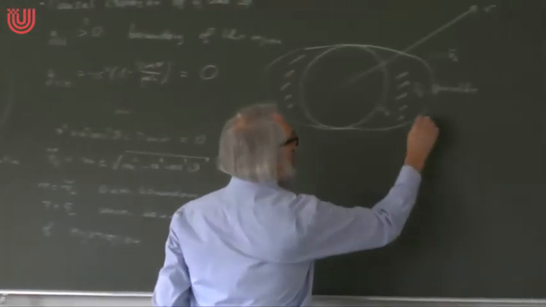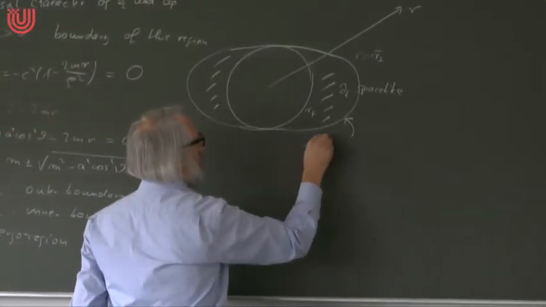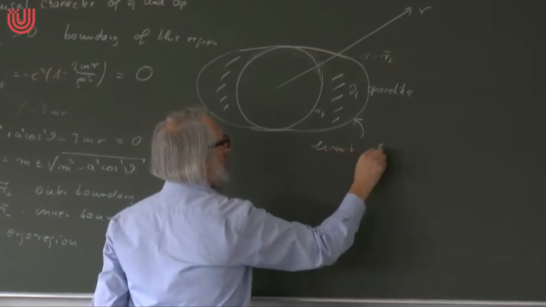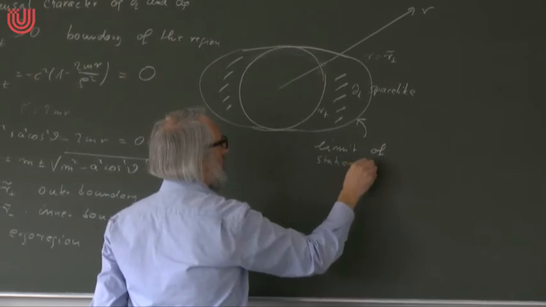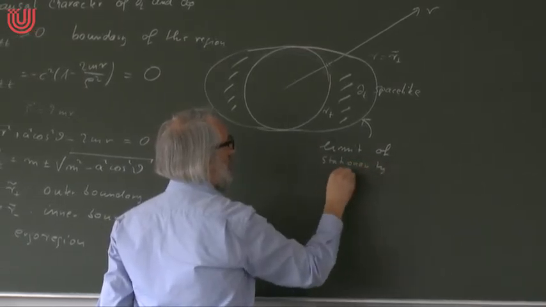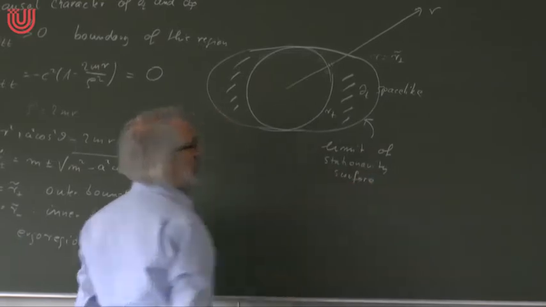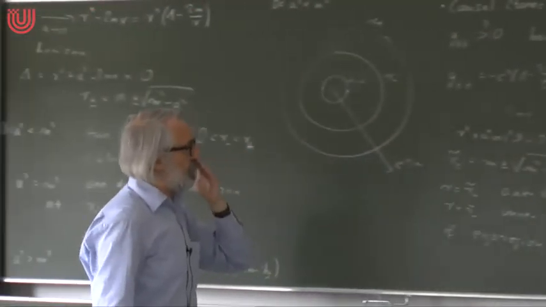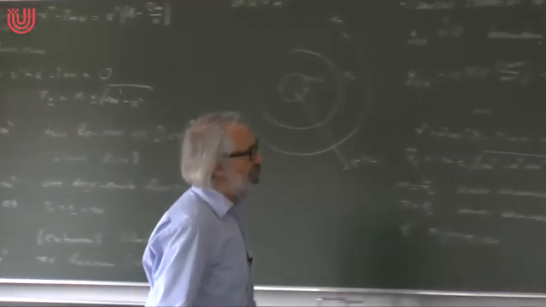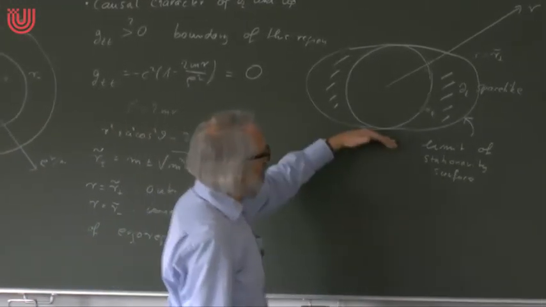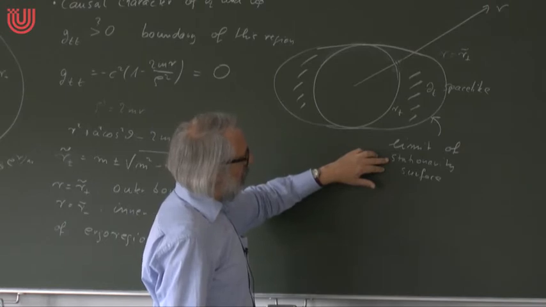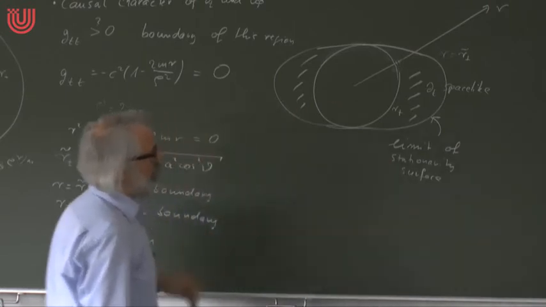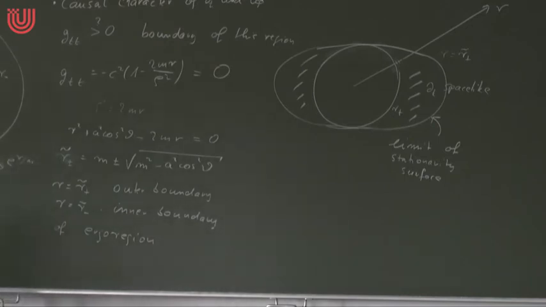This is sometimes also called the stationarity limit surface or something like that. So this here is called the limit of stationarity surface. It's the boundary of the ergo region. So that's a region where the vector field d by dt stops being time-like. So at least with respect to the vector field d by dt, the space-time is no longer stationary. That's where this name comes from.